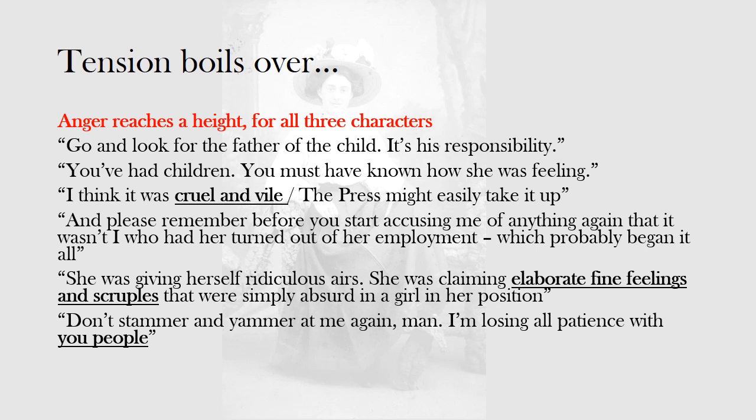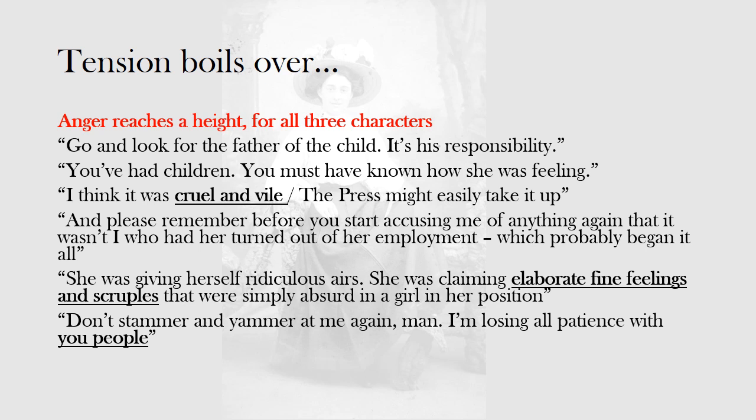And the anger builds to the point at which Birling attempts to intervene and get back at the inspector after he says her position now is that she lies burnt out inside on the slab. He tries to object, and the inspector finally, his dismissal of Arthur has been building the whole way through. And here it comes out. "Don't stammer and yammer at me again, man. I'm losing all patience with you people." And I remember he started calling him sir. He's now calling him man.